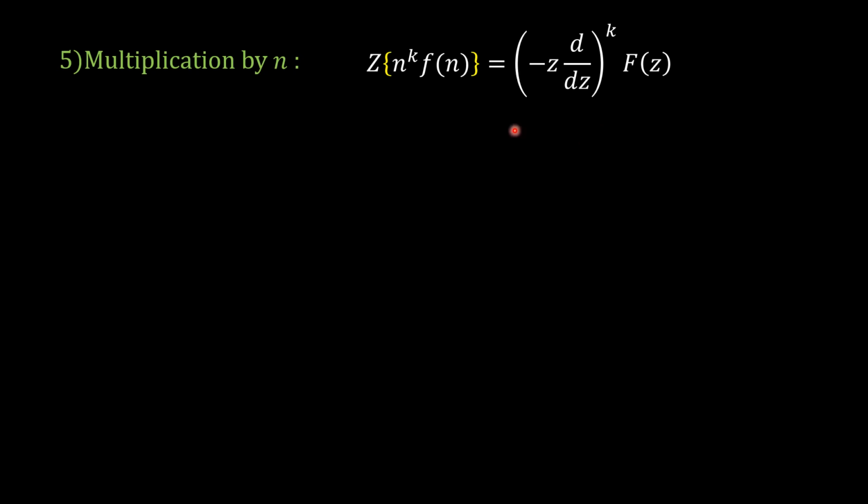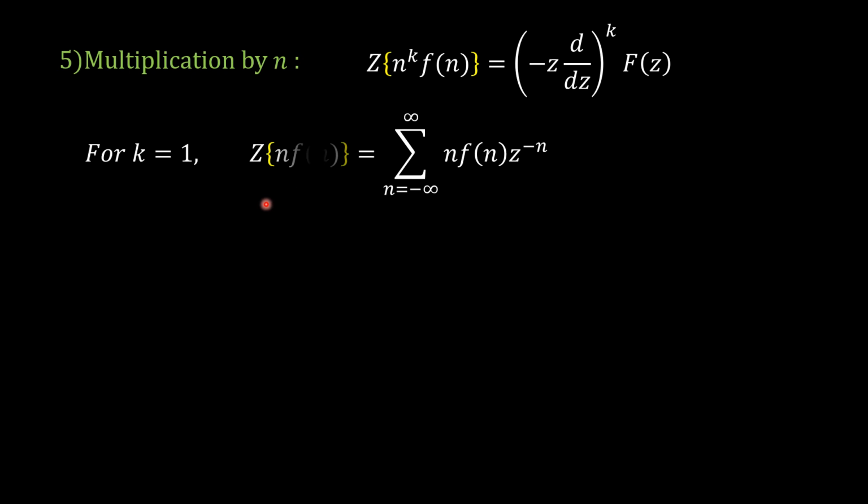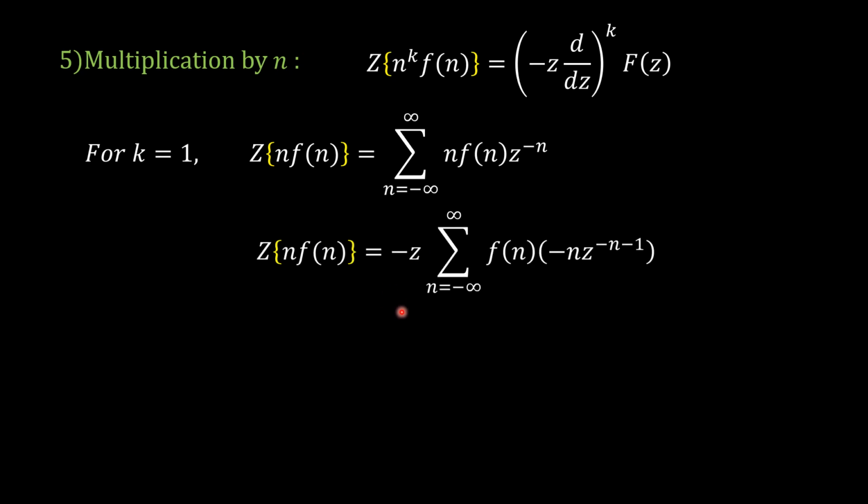To see the proof of this, we will start with k equal to 1. So for k equal to 1, the Z transform of n into f of n is equal to summation n runs over minus infinity to infinity n into f of n z raised to minus n. So this is by the definition of Z transform. Now we will rearrange the terms. We will consider this n with z raised to minus n, and we will take one z outside, and we will multiply and divide by minus 1, so that we get minus z into summation n runs over minus infinity to infinity f of n into minus n z raised to minus n minus 1. So see, the same term we have rewritten like this.